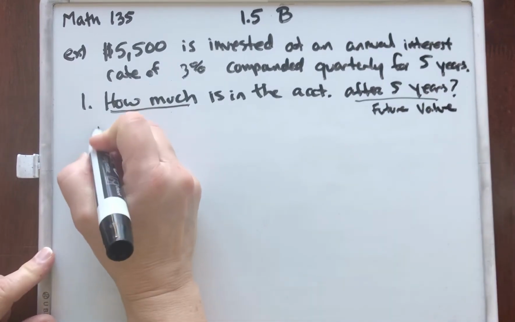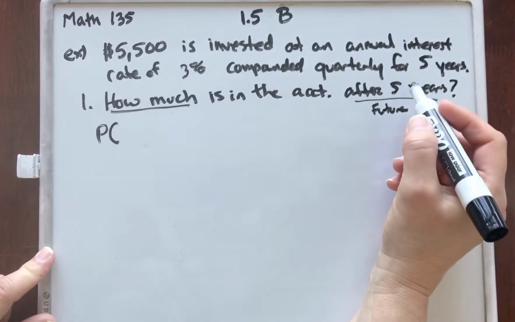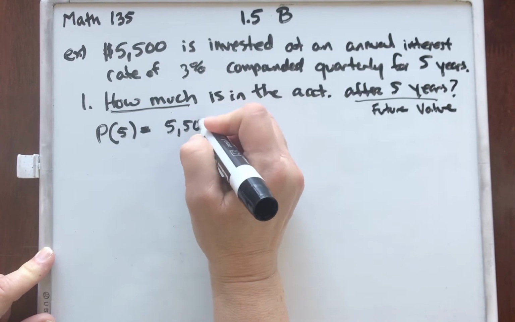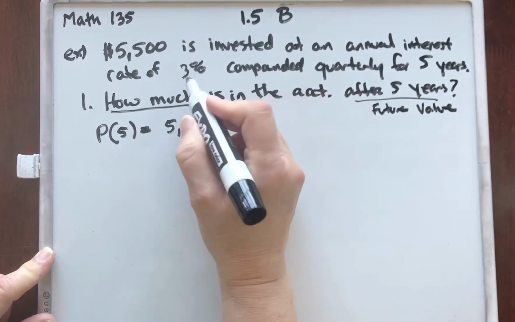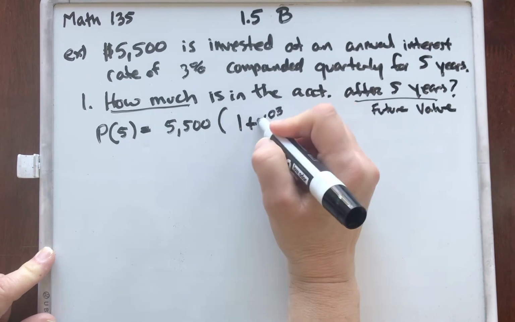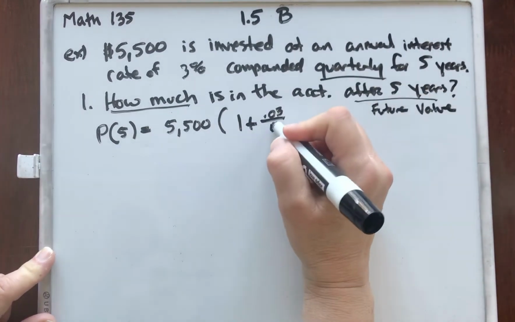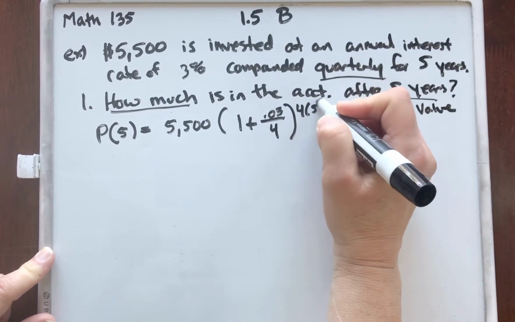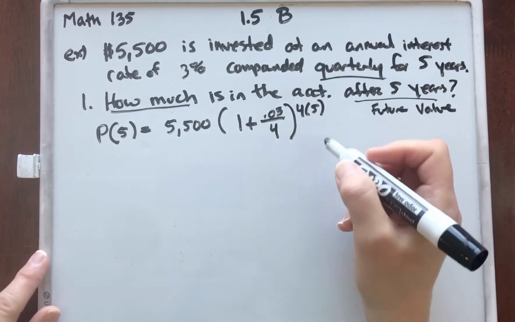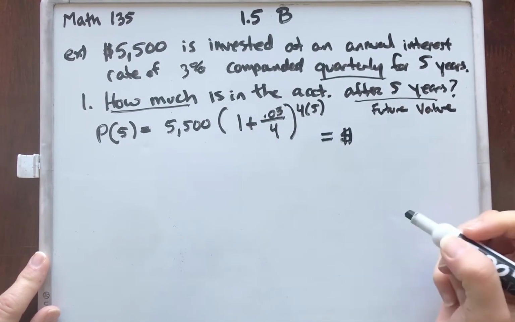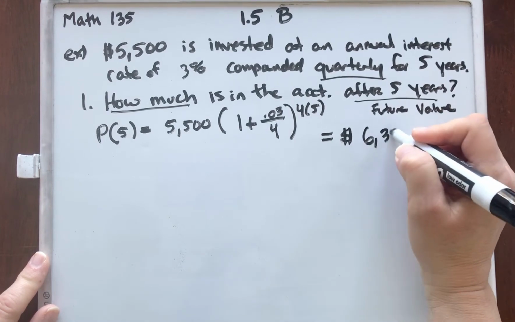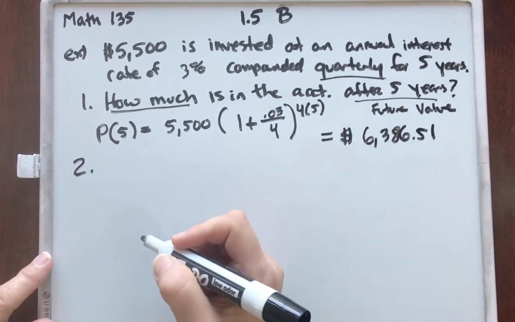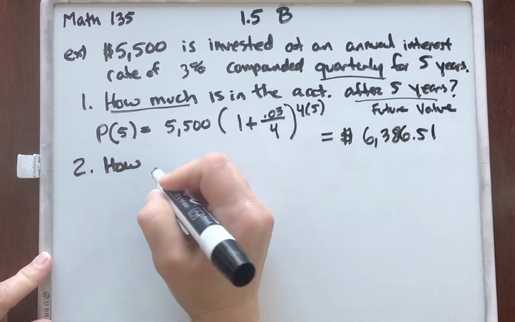Okay, so we're going to use our formula. And T is 5 years. So we're looking at P of 5 equals, the initial is 5,500, times 1 plus the interest rate, 3%, 0.03. Quarterly, N is 4, so we put a 4 in there, to the power of NT, 4 times 5 for 5 years. All right, so when we do that, we end up with $6,386.51.